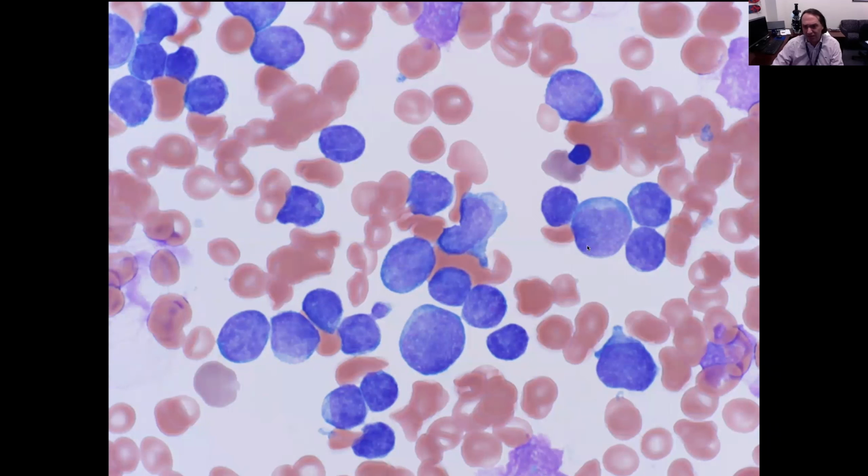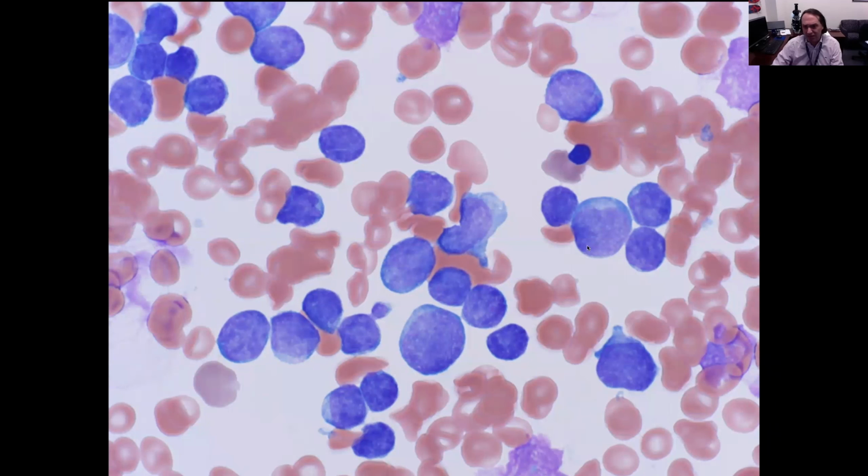By flow cytometry, these cells exhibit the typical phenotype of precursor B ALL, where they are dim or negative for CD45, they're positive for HLA-DR, they're positive for CD19, which is present on essentially all B cell leukemias, they're variable for CD20, they're positive for surface CD22, they're positive for the common ALL antigen CD10, they're negative for surface IG, and they're positive for TDT.